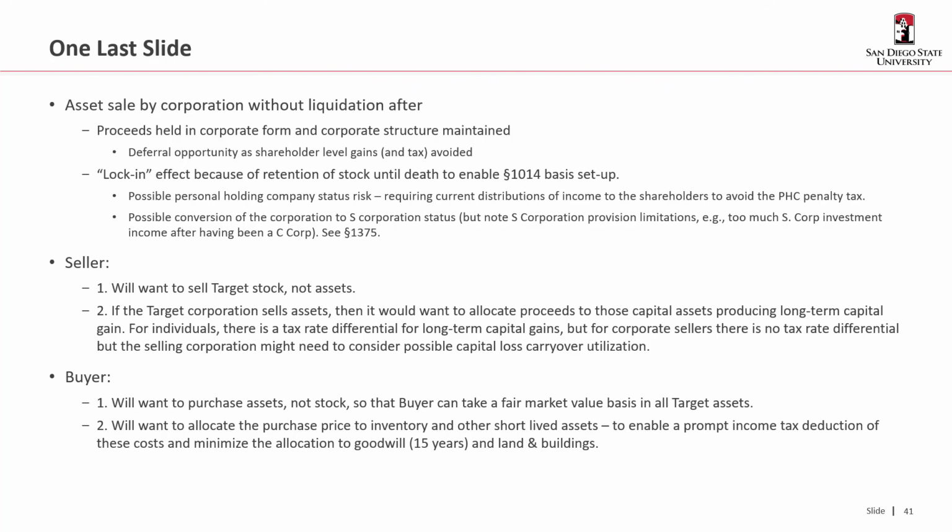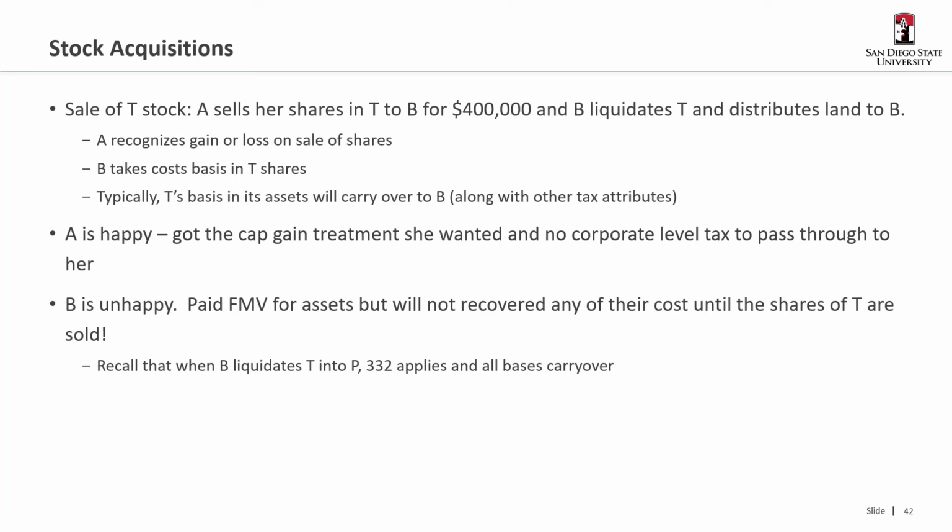Generally, the buyer wants to purchase assets, not stock. And that's primarily so the buyer can take fair market value in the basis of all those assets and therefore recover them at the cost that they actually paid for them. They're going to want to allocate the purchase price to inventory and other short-lived assets. That enables a prompt income tax deduction of those costs and, of course, minimizes the allocation to goodwill and these other 197s that take 15 years to recover the cost of. Okay.